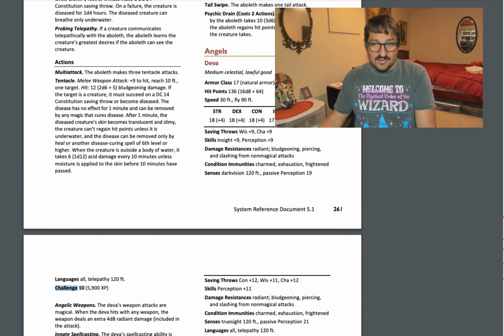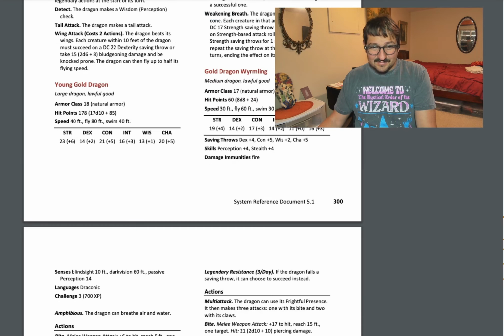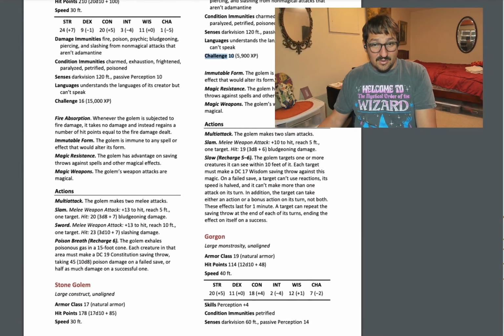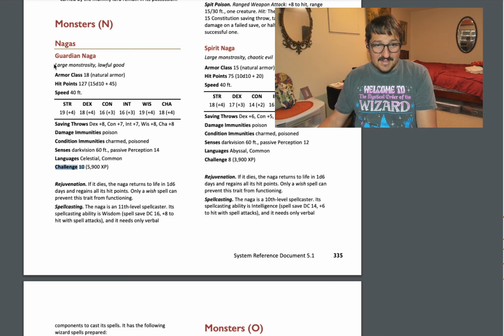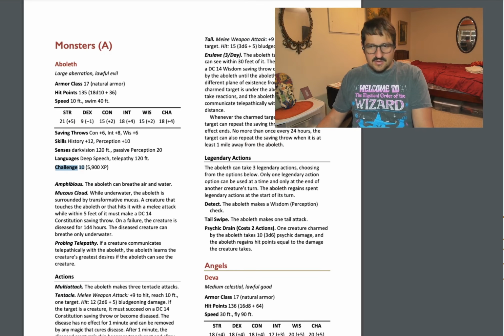The Angels are challenge 10. A Young Red Dragon's challenge 10. A Gold Dragon challenge 10. A Stone Golem is also challenge 10, which we already have in the adventure. And then a Naga is also challenge 10. Let's take a look. I think there's an Aboleth and a Stone Golem that we can look at. So both of those characters are level 8 in Shadowdark.